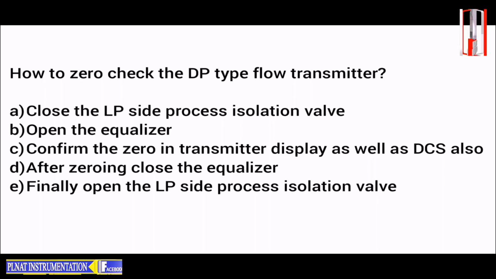How to zero check the DP type flow transmitter? Close the LP side process isolation valve, open the equalizer, confirm the zero in the transmitter display as well as DCS. After zeroing, close the equalizer. Finally, open the LP side process isolation valve.